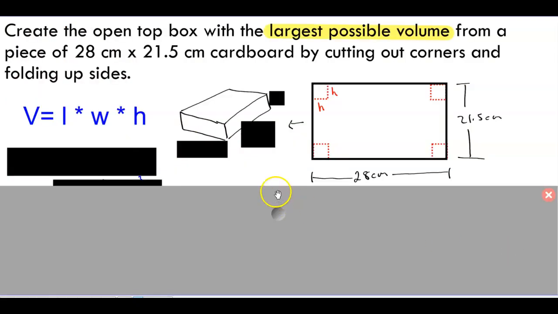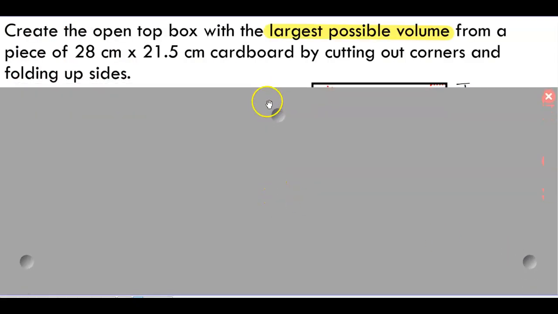All right, so let's take a look at a couple examples here. This would be the problem just like this. Create the open box with the largest possible volume from a piece of 28 centimeters by 21.5 centimeter cardboard by cutting out the corners and folding up the sides. So how do we actually find the largest possible volume for an example like this? Well, let's set up a picture first.